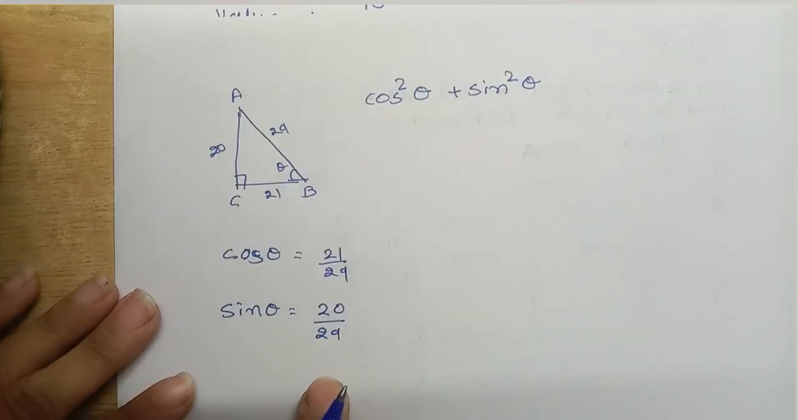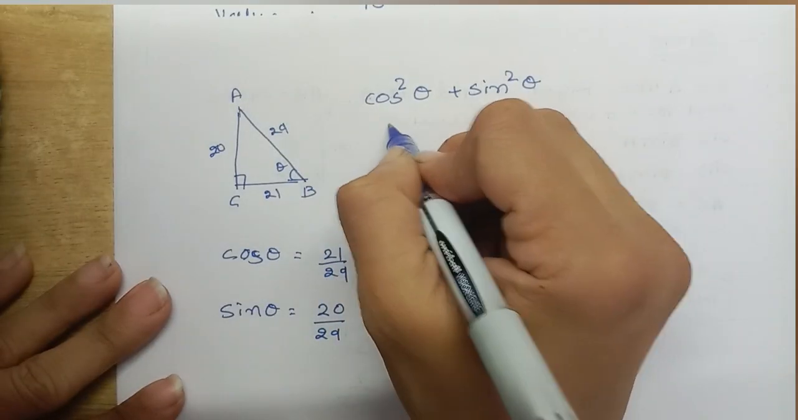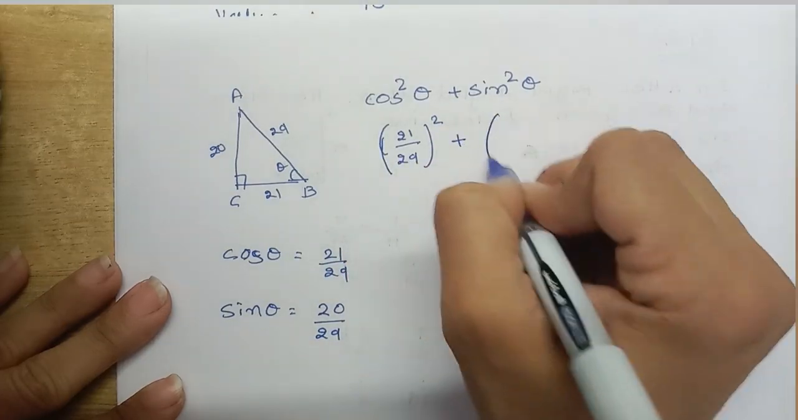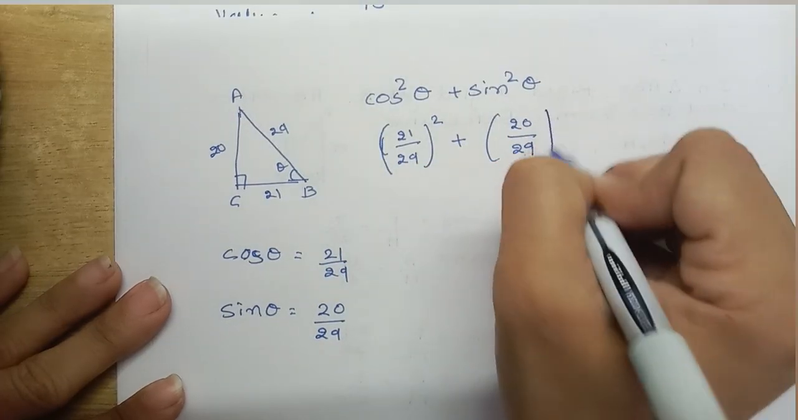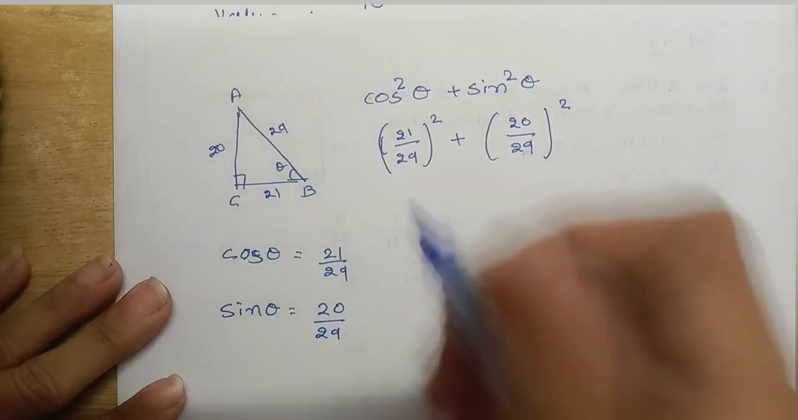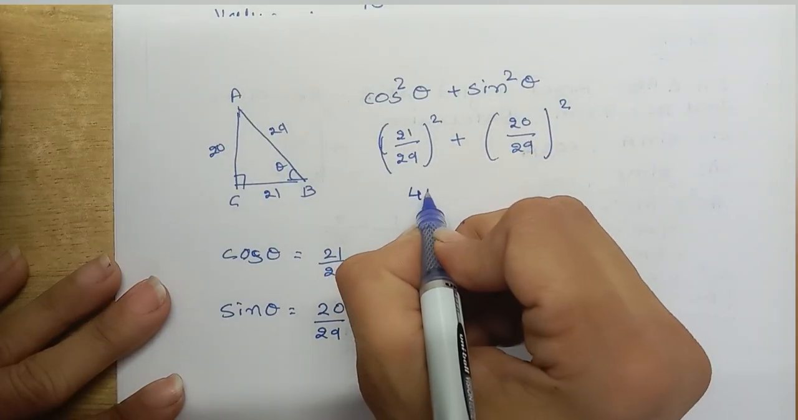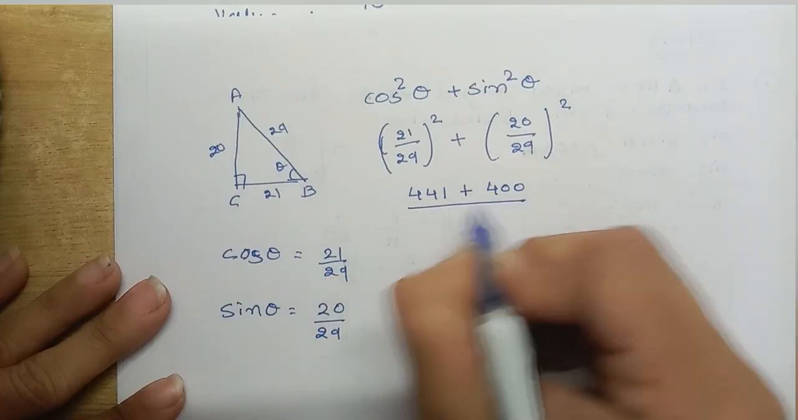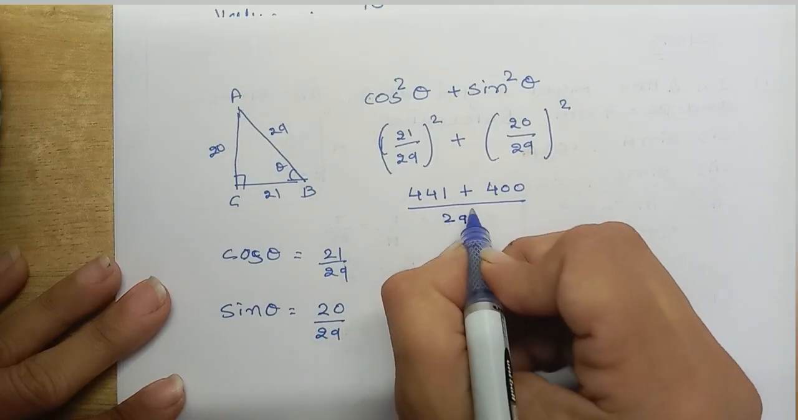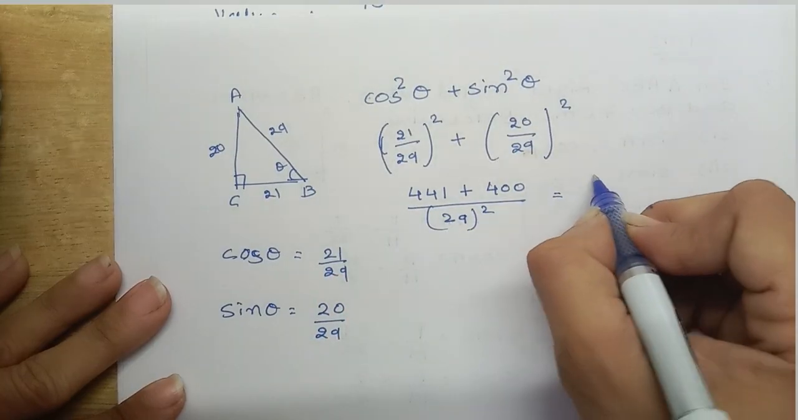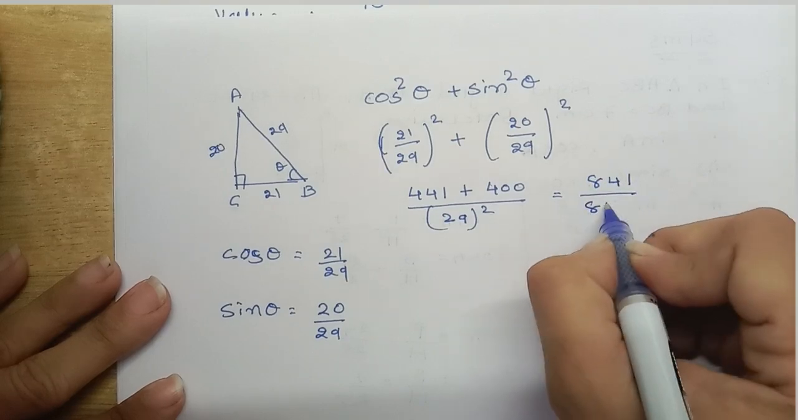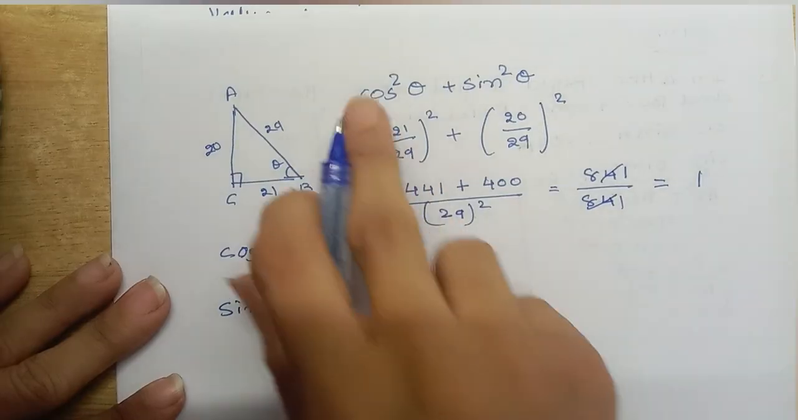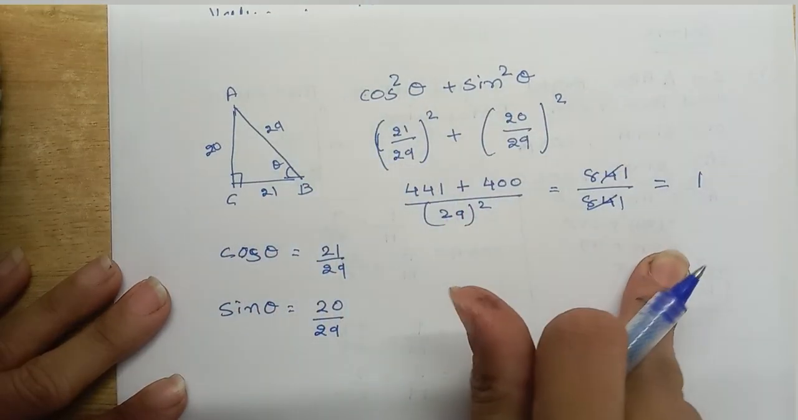Let's substitute the value of this in this. Cos theta is 21 upon 29 square plus 20 upon 29 square. So 21 square is 441 plus 400 upon 29 square, which will give us 841 upon 841. Square of 29 is 841. Cancel. So here the value of cos square theta plus sine square theta is 1.